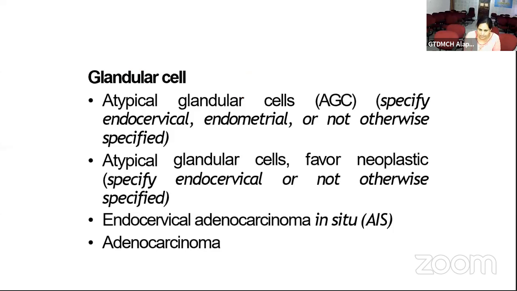Then come glandular cells. One is atypical glandular cells. We have to specify whether it is endocervical, endometrial, or otherwise not specified. The second is atypical glandular cells which favor neoplasia, meaning features of neoplasia are present. The third one is endocervical adenocarcinoma in situ, and the fourth one is adenocarcinoma.